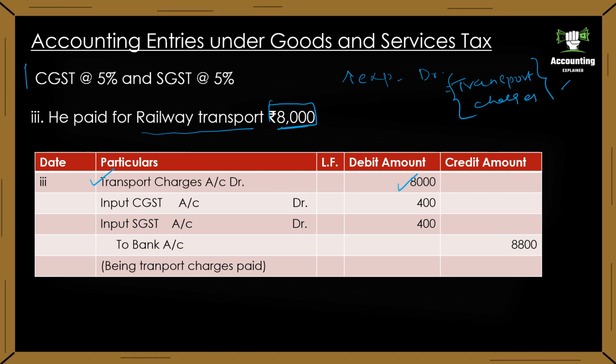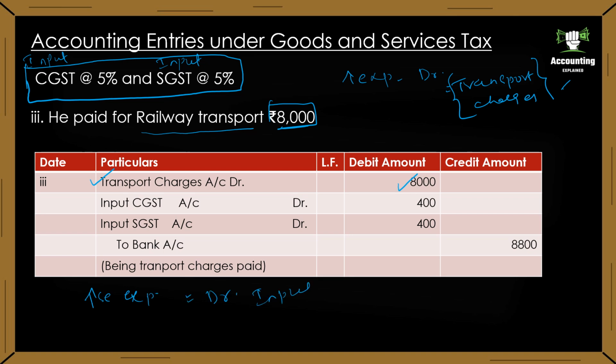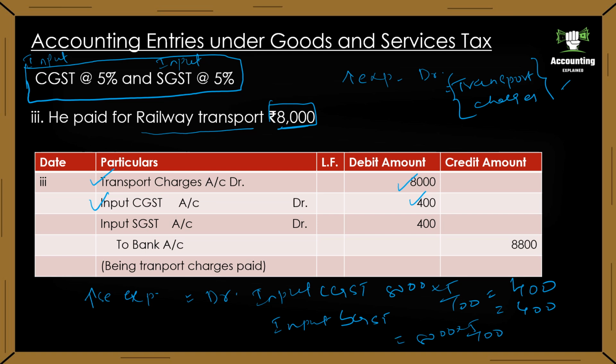Next, CGST at 5% and SGST at 5%. You are going to pay this tax on some expense. So it is called as input CGST and input SGST. Again, these two are increase in expense, and it has to be debited. So input CGST is 8,000 into 5 by 100, 400. Input CGST account debit is 400. Similarly, input SGST is 400, 8,000 into 5 by 100. Okay, input SGST account debit is 400.